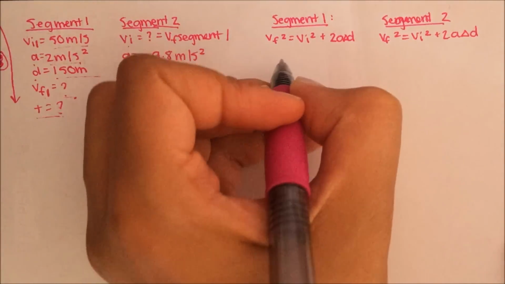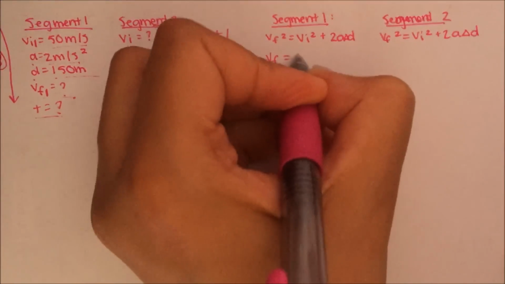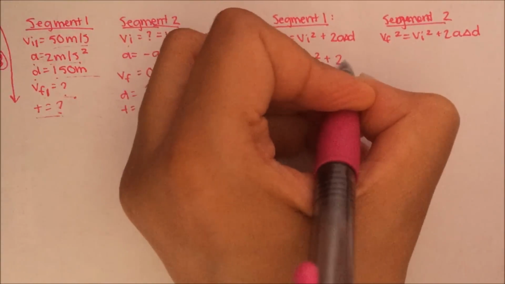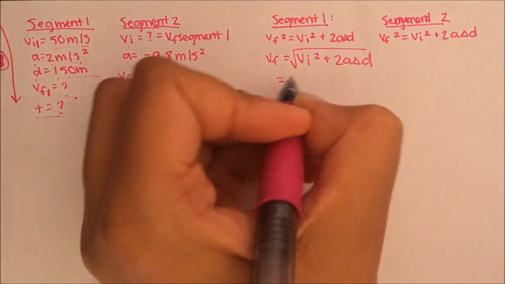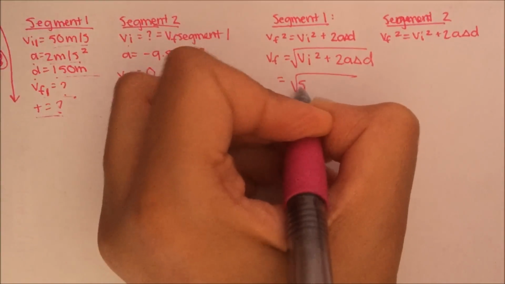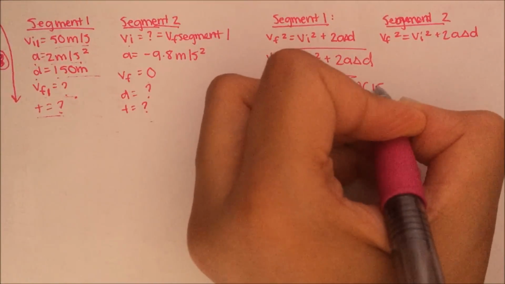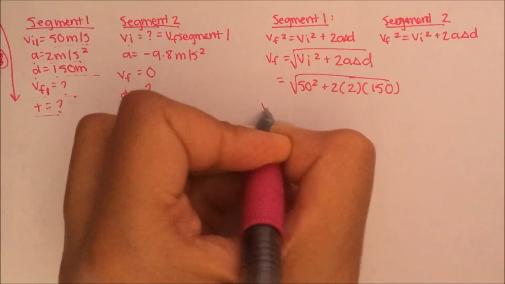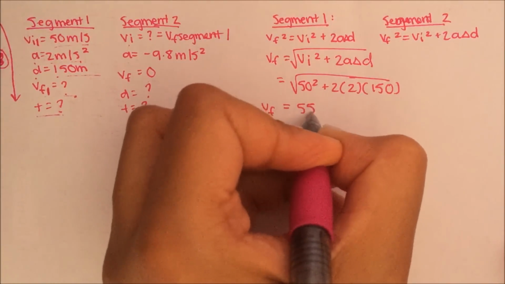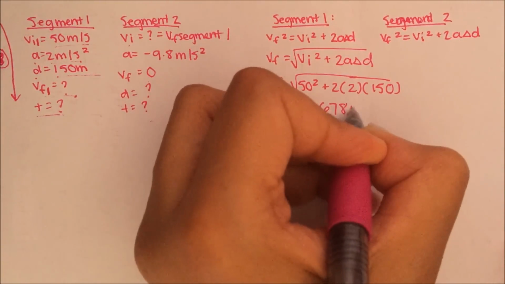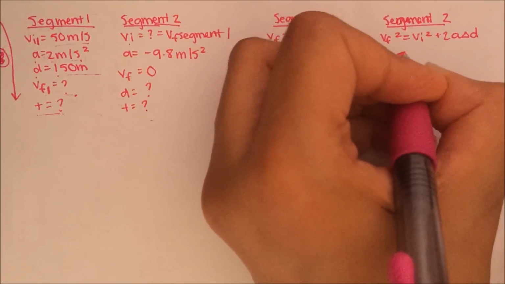So for this, the final velocity is going to be equal to the square root of the initial velocity squared plus 2 times the acceleration times the change in distance. So it's going to give us the square root of 50 squared plus 2 times 150. So the final velocity is going to be 55.678 meters per second. So we can use this here for the initial velocity.